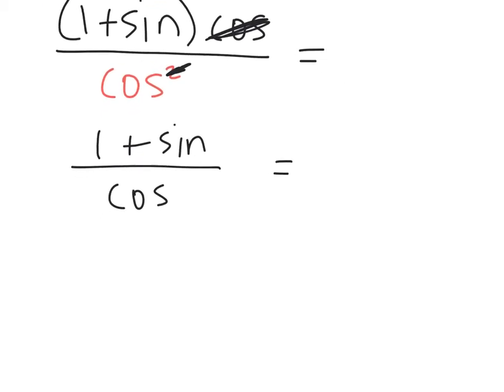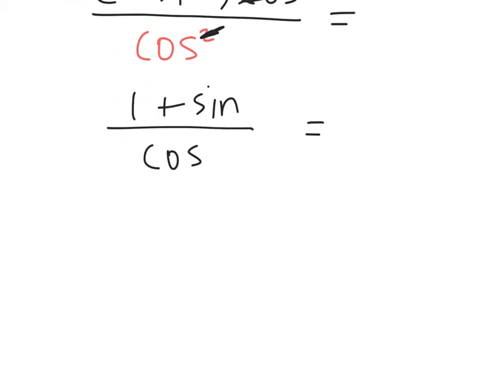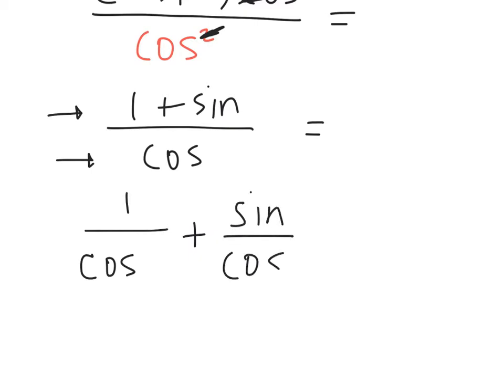Okay, so now I'm going to employ a slick little number property that says if I have addition in my numerator over a single denominator, I can change this into the sum of 2 fractions. So 1 over cosine plus sine over cosine. Right? If I were going to go the opposite way and I had this fraction plus that fraction, they both have the same denominator, so I can add the numerators. Well, if it's convenient, I can split that up and do the exact opposite.